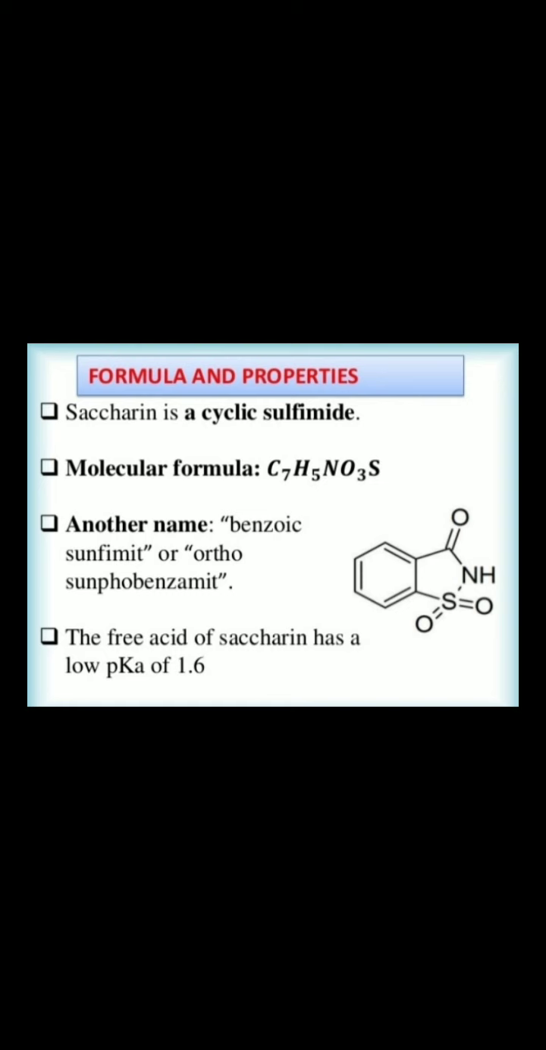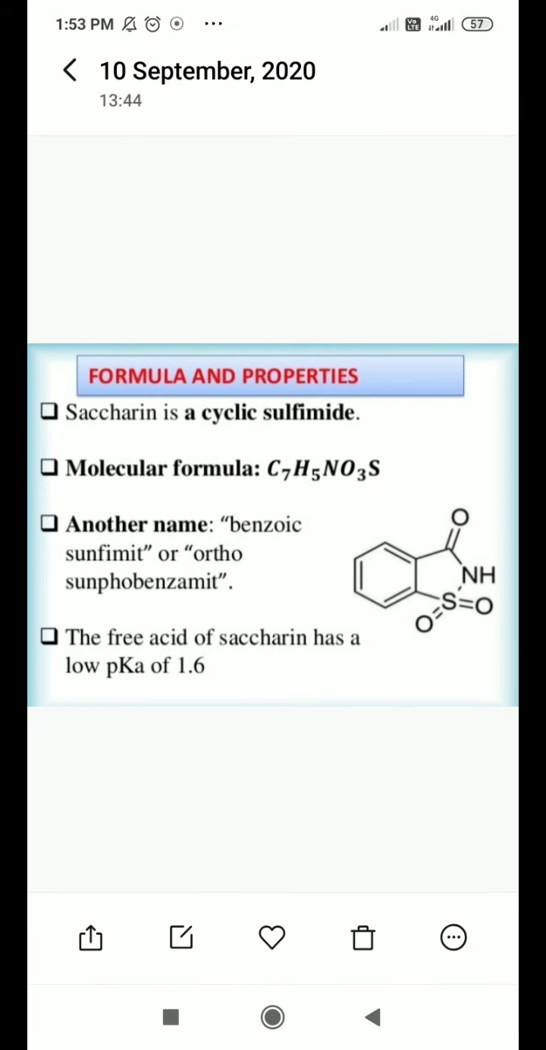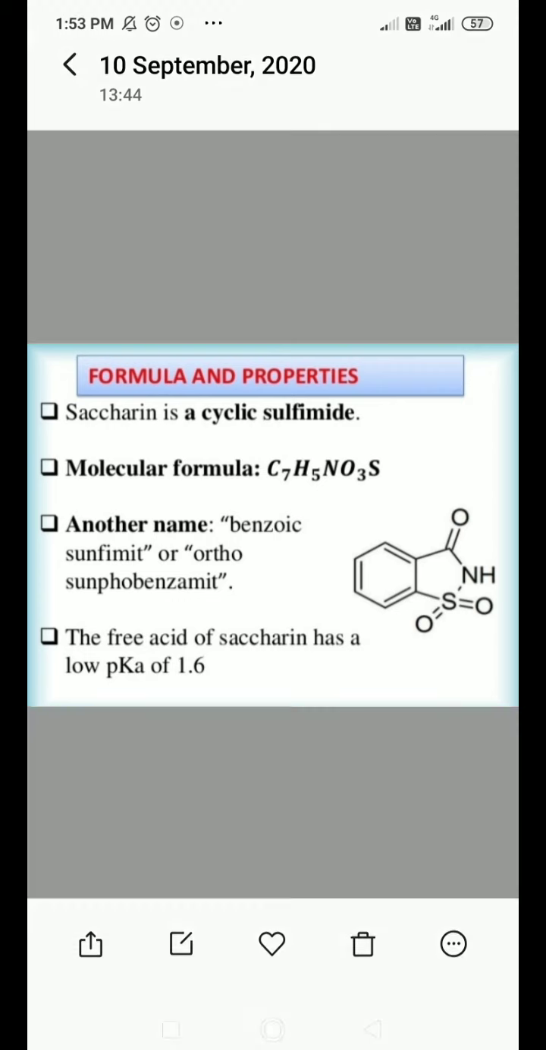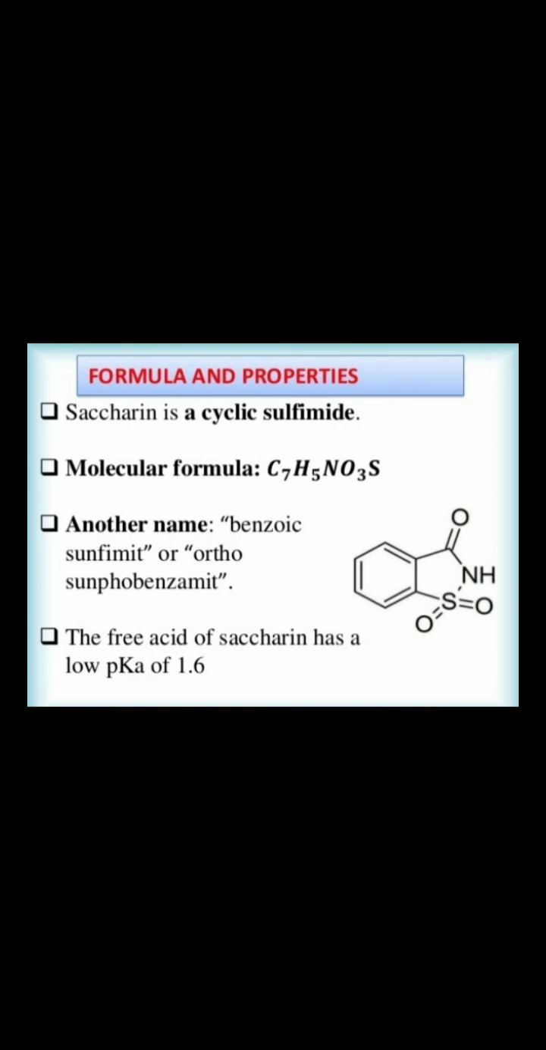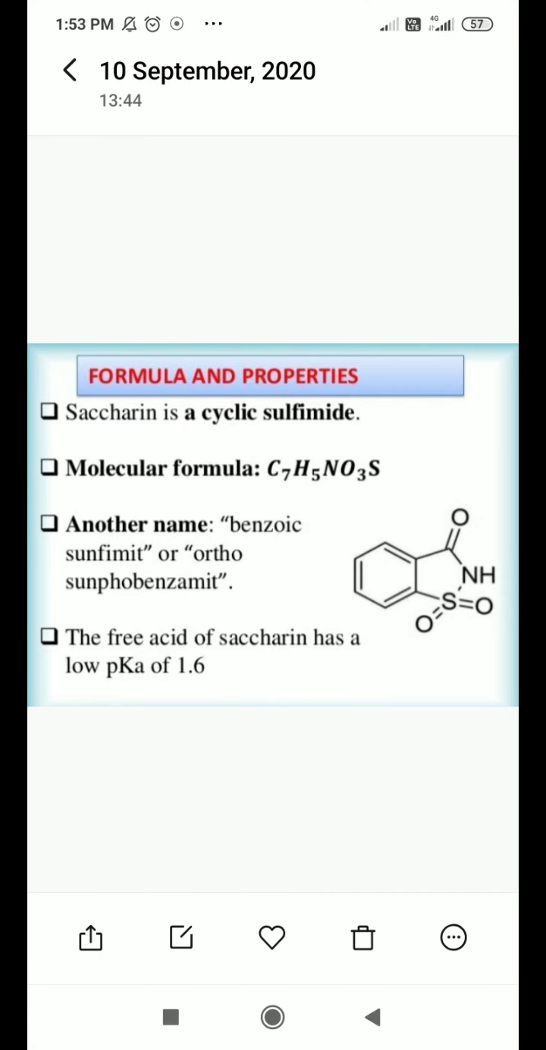Now just look at the screen. You look at the structure of saccharin, how it looks. Saccharin is a cyclic sulfimide. Cyclic sulfimide means here the cyclic ring is attached with an amide and a sulfur group. So here it is called a cyclic sulfimide.